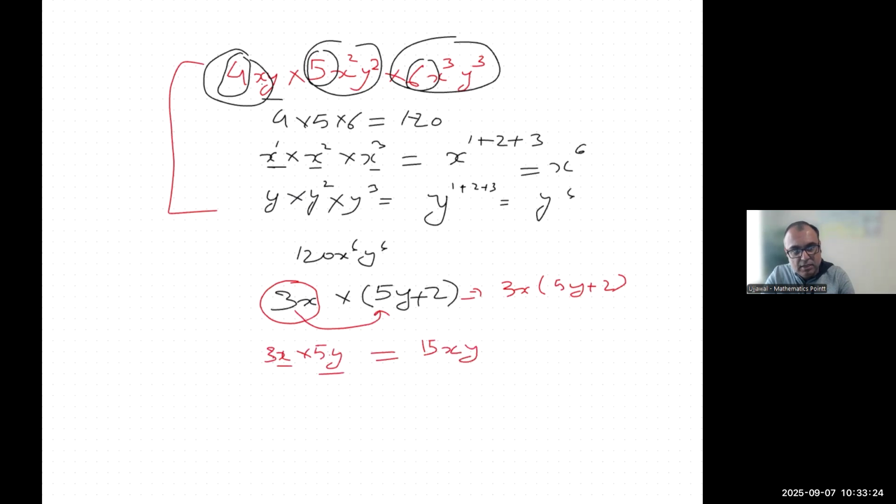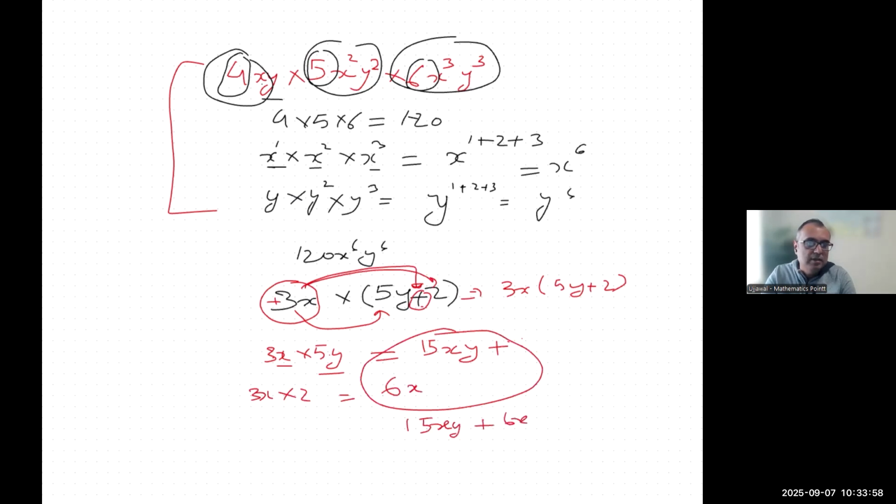And the other is, now this is very important. We've got a positive here, and my 3x is also positive. So positive, positive makes it positive. And then this 3x gets multiplied by 2. So 3 times 2 makes it 6 and only x. So the answer is, combine all of them: 15xy plus 6x. I hope this is clear, all right?